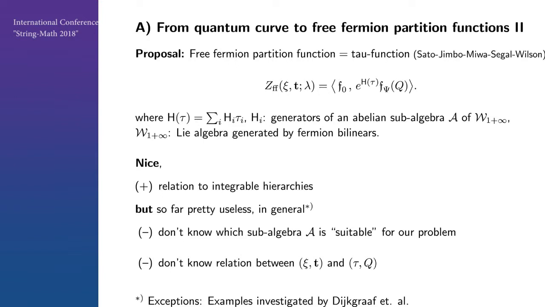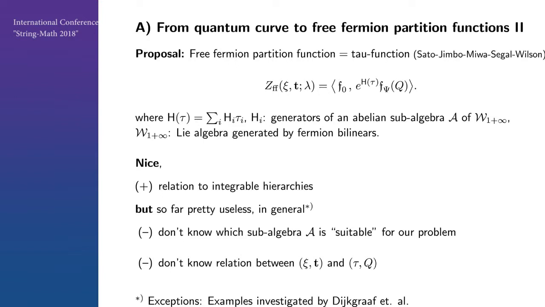The Q reminds us that it was defined via the quantum curve, right? So the Q is the quadratic differential defining the quantum curve. And we may act on it with some linear combination of generators of abelian subalgebras of the very big Lie algebra that is generated by fermionic bilinears, somehow to twist it, to introduce some additional twist or time parameters tau. And then we project on the vacuum, so we're getting some function of tau and Q. Proposal: this is the sought-for function of zeta and t.